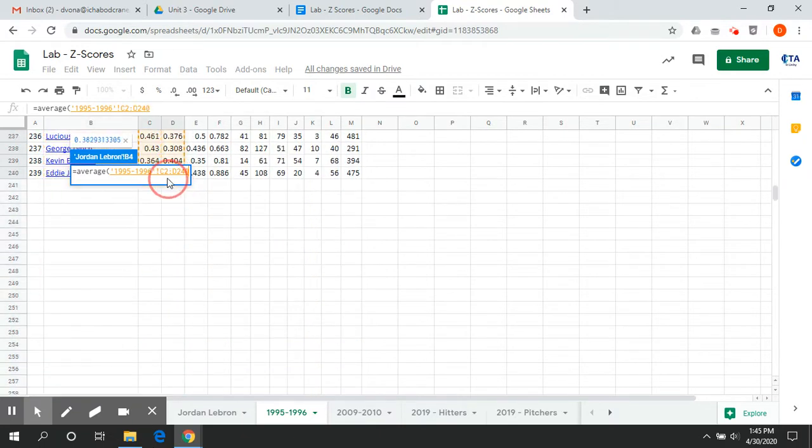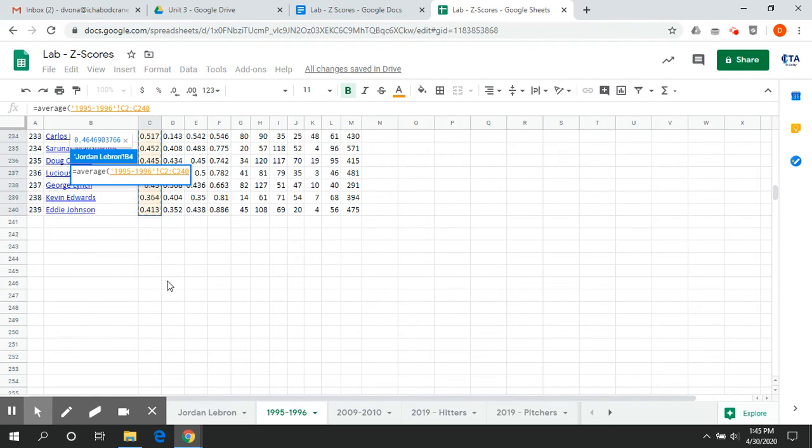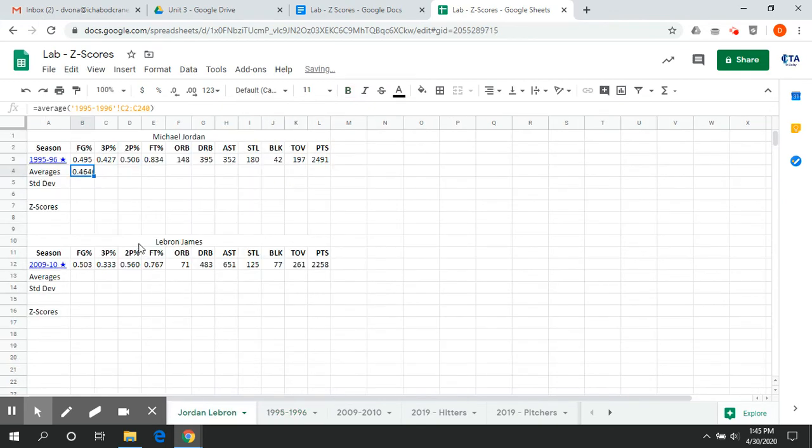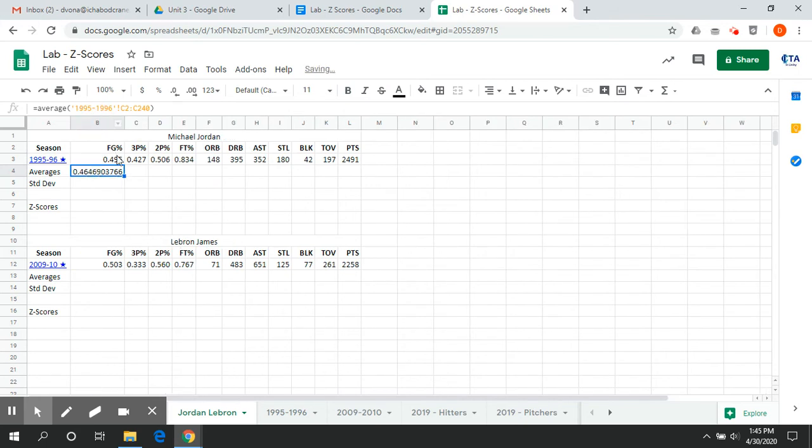All right. So I've highlighted all those. I'm going to hit enter, and that's going to give me the average field goal percentage from that season. All right, there it is. There's a big long decimal.